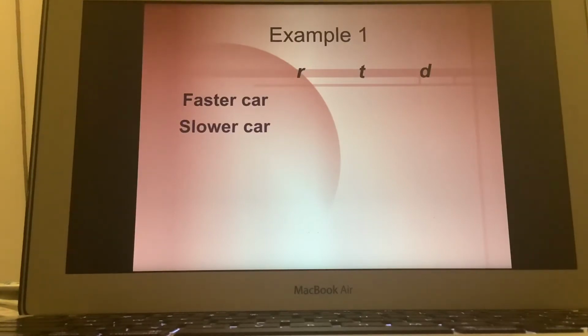So our problem states: 2 cars start toward each other at the same time from towns 612 miles apart, and they pass in 6 hours. One travels 2 miles per hour faster than the other. How fast is each car traveling? So we've got 2 cars. We've got the faster car and the slower car.